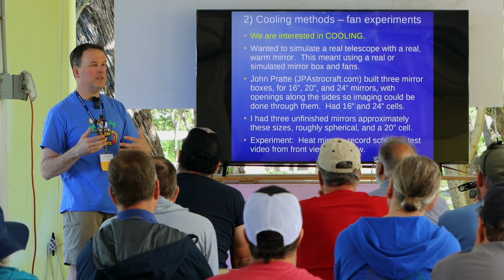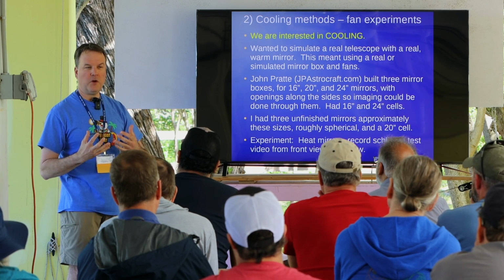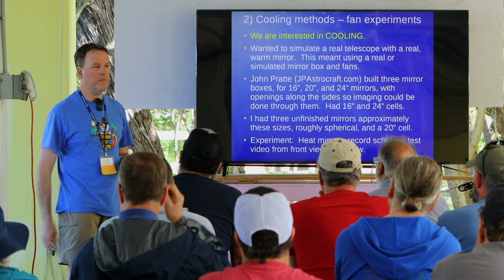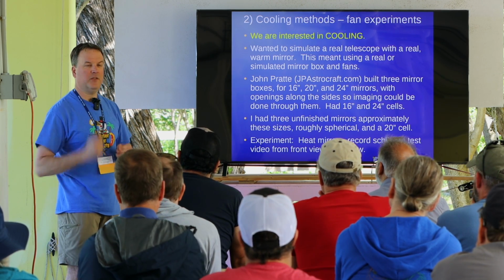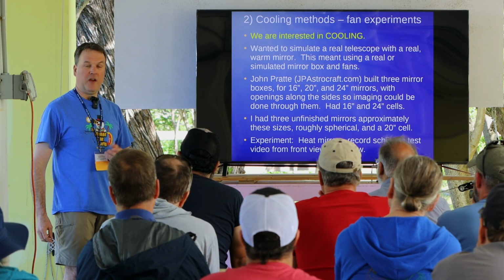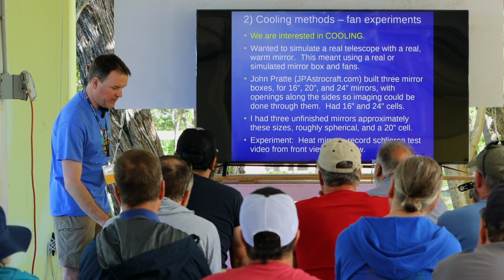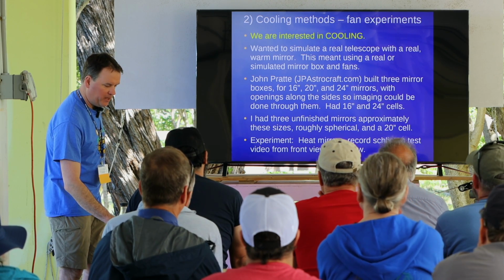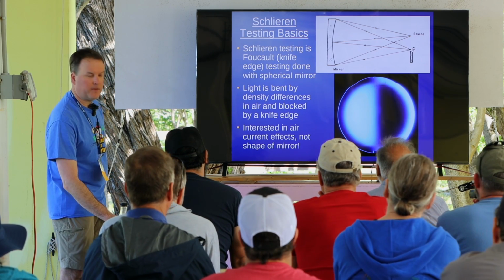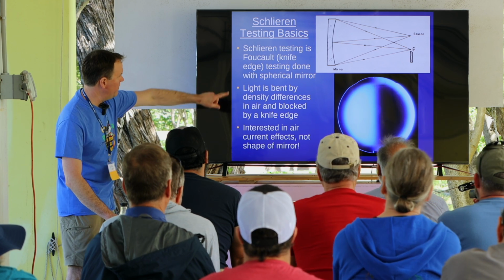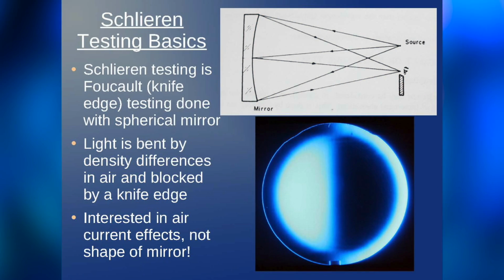What you see is, if you have a good sphere and the air is stable, you see a nice uniform null as you bring the knife edge into the beam. If you have air moving around, you can see that very well, and I'm going to show videos of this. So I'm going to heat the mirrors and do a Schlieren test, which this is just a quick diagram of. That's a nearly parabolic mirror, but that's what Foucault testing looks like.